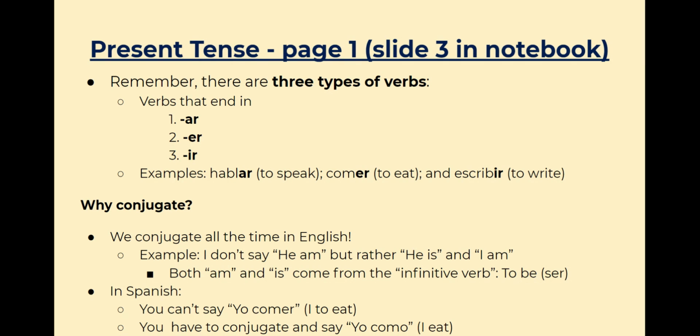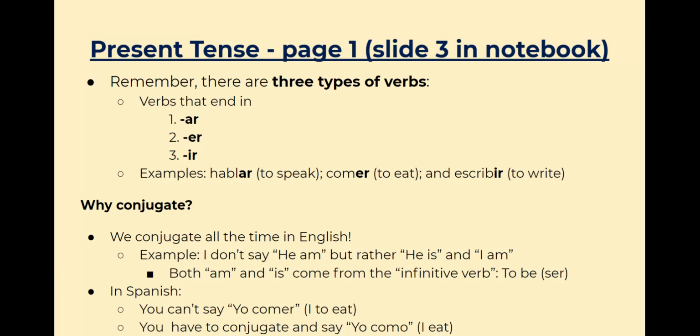So remember that we have three types of verbs. We have verbs that end in AR, we have verbs that end in ER, and we have verbs that end in IR. Examples include hablar, to speak, comer, to eat, and escribir, to write.